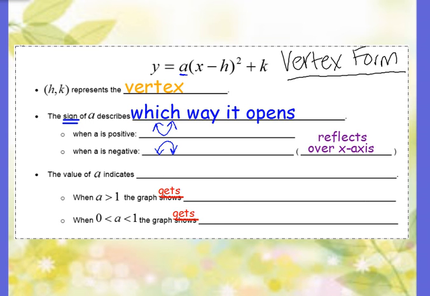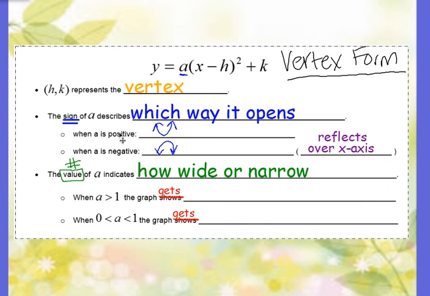But our focus for this lesson is more so going to be on the value of A, meaning what the actual number of A is. So we saw in our example on the front that the value of A is really going to tell us how wide or narrow the parabola will be.